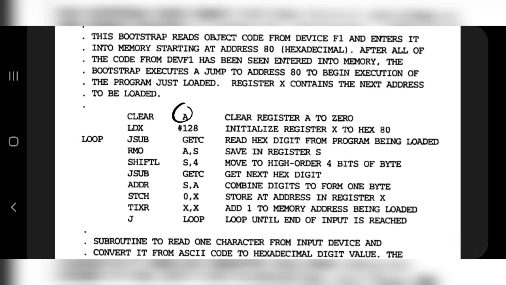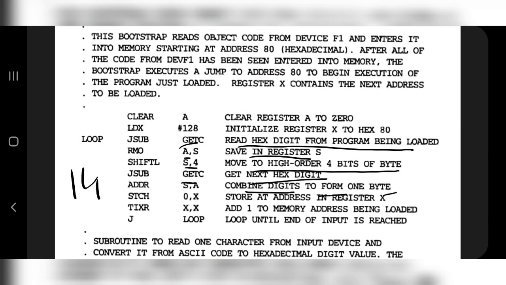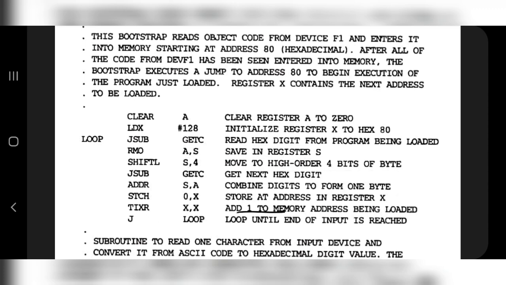So first, A will be cleared to 0. LDX loads into register X the value 128, which is the decimal equivalent of hex 80. Get the character from the program, save it in register S, and after that move to the higher order bits, get the next hex digit, and combine the digits to form 1 byte. We need 2 digits to form 1 byte, like 14, and that will be stored here. Store the result using the X register, and after that add 1 to the memory address, meaning go to the next memory address and do the same thing until you reach 128.